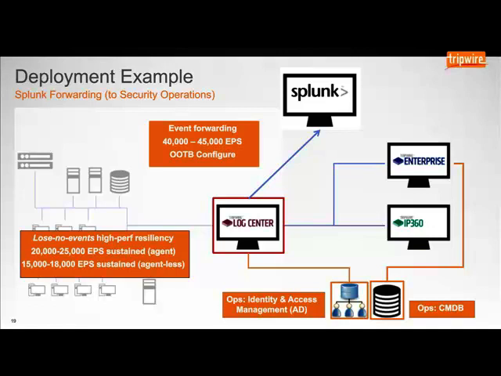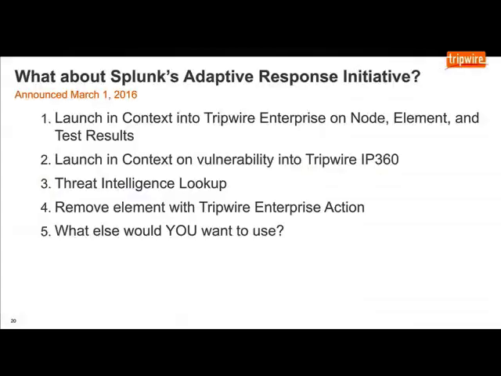I occasionally get asked why Tripwire isn't included in Splunk's Adaptive Response Initiative, and the simple answer is that we already provide several out-of-the-box workflow actions in our Splunk apps, but we'd like to build more based on customer feedback. In the Tripwire Enterprise app for Splunk Enterprise, there are the pivot functions on node, element, and policy test results that I mentioned earlier. These are all well and good, but did you know you can also remove an element with Tripwire Enterprise? Maybe a malware element?